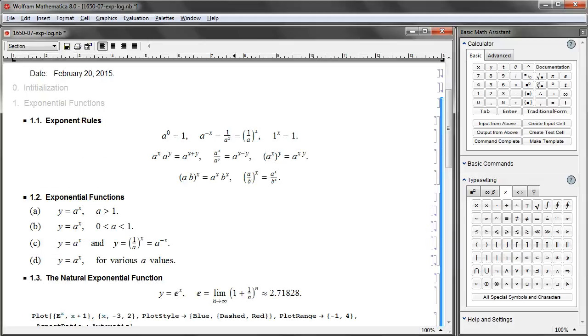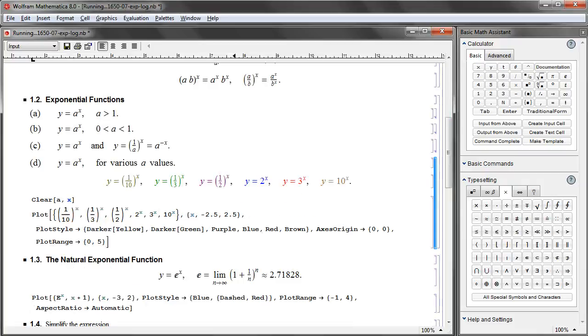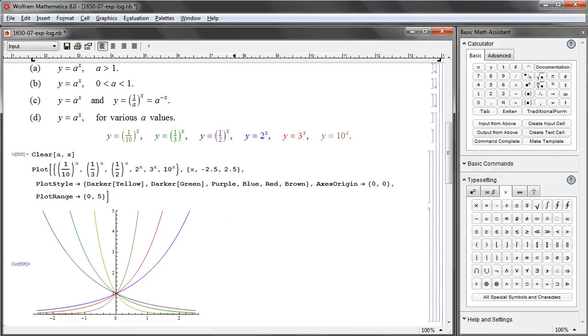What is an exponential function? The kind of functions like these given by y equals a to the x power, and this picture shows you the graphs of exponential functions for various a values. When a is greater than 1, as you can see in this blue, red, and brown graph, a values are 2, 3, and 10 respectively. We have increasing graphs, and it increases faster as a gets bigger.